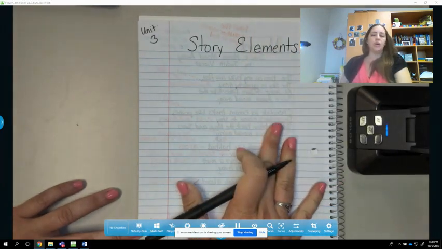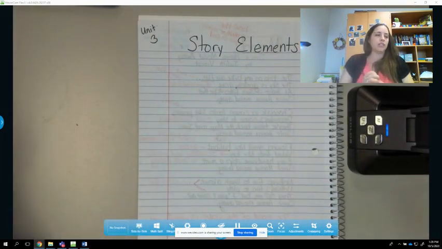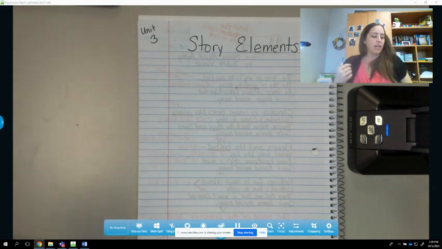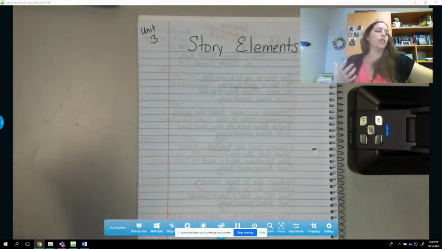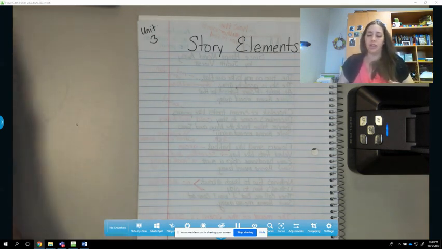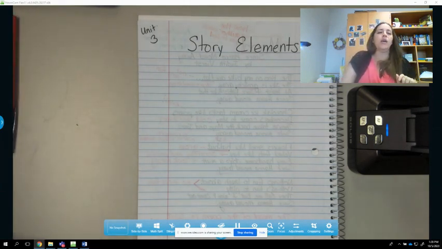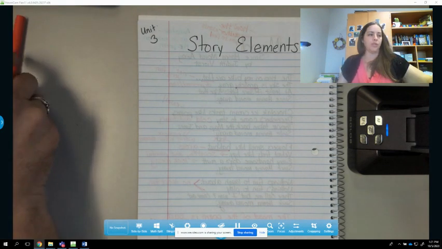Elements. Now today with Story Elements, we're going to just do the basics and the bare overview because we are going to be going more in depth with each of these in a little bit. So this is not going to be a super detailed lesson, but it's going to give you a basic idea of what we're going to be learning about here over the next couple of weeks.